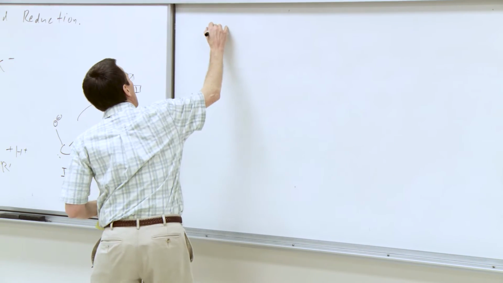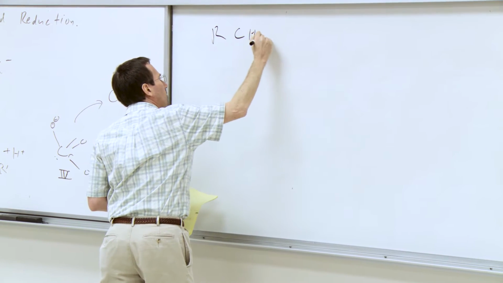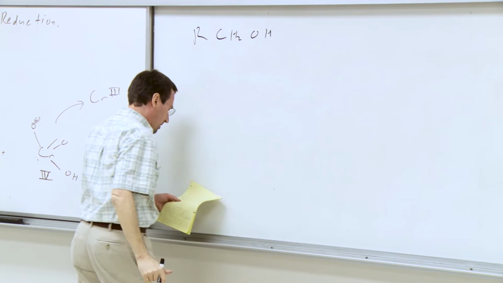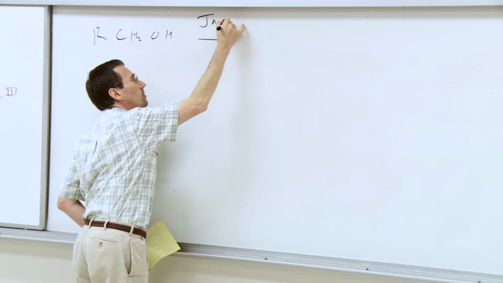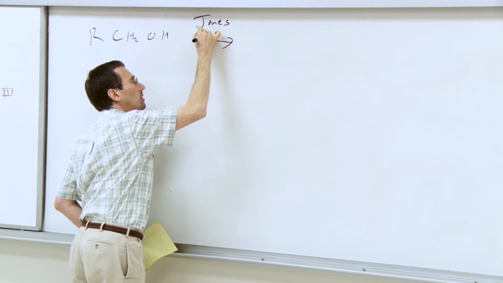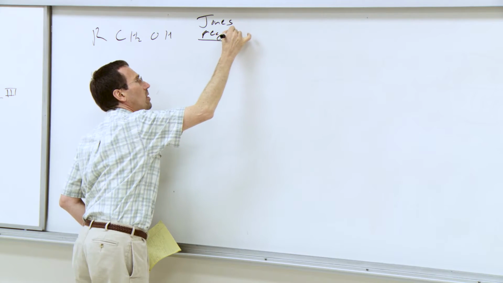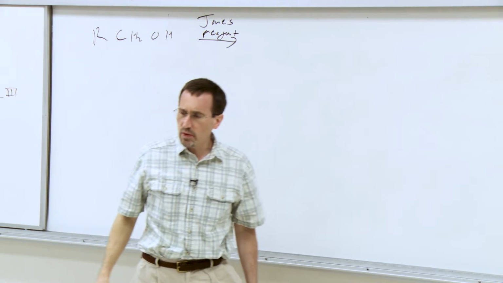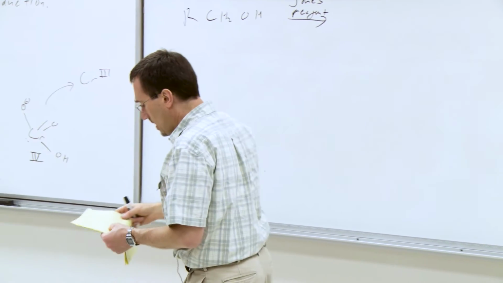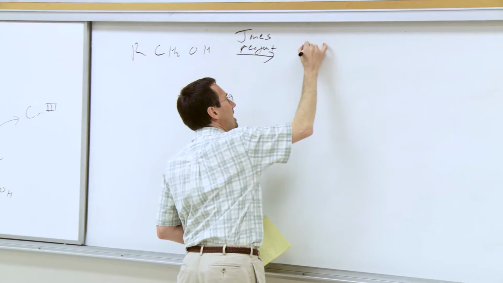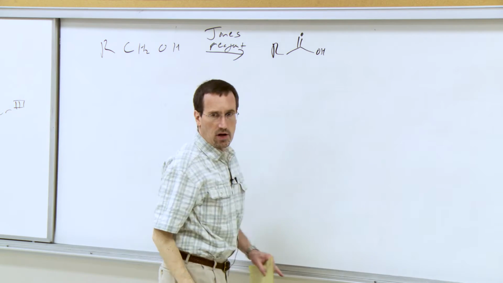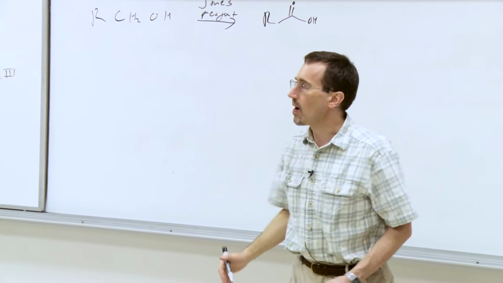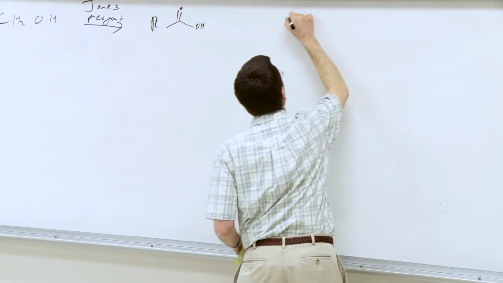All right, but coming back to the laboratory, one of the limitations of Jones reagent is you can't really control it. In other words, if I start with a primary alcohol, I can't stop at the aldehyde. I end up going all the way up to the carboxylic acid. So I'll write can't stop at aldehyde.